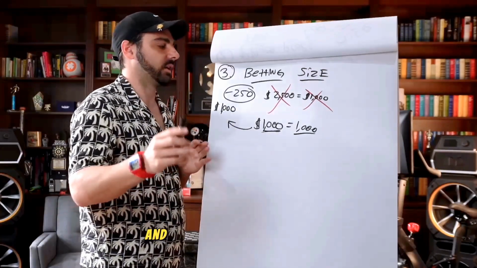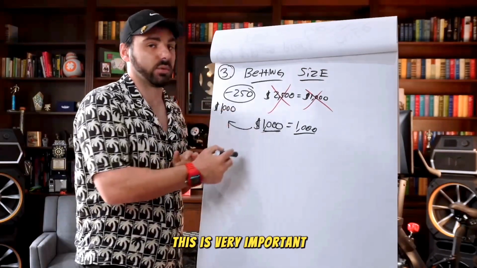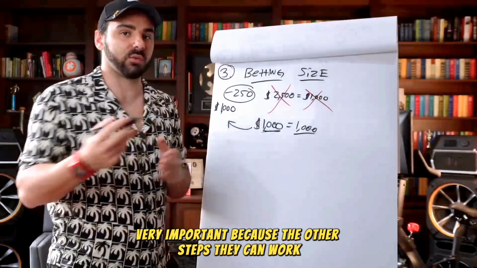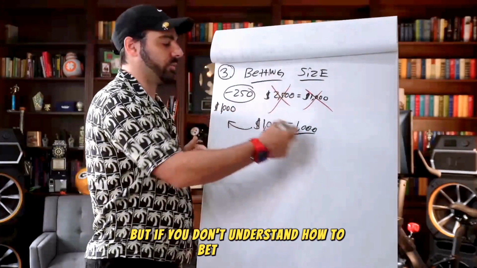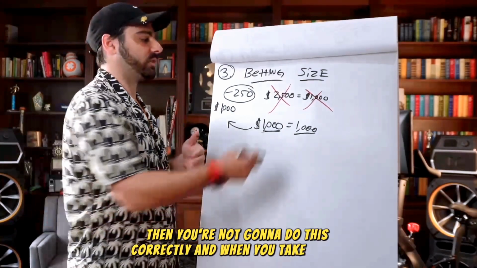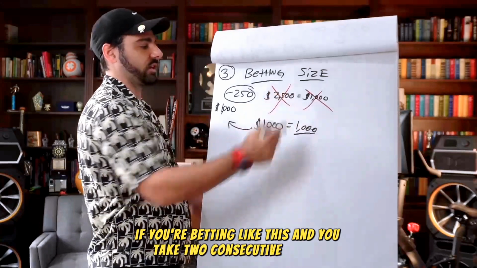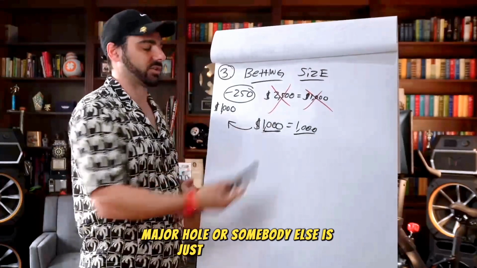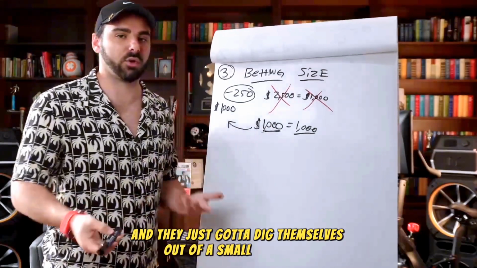All right, and back to what I was saying though, this is very important, because the other steps can work, but if you don't understand how to bet correctly, then you're not going to do this correctly. And when you take a loss, if you're betting like this and you take 2 consecutive losses, guess what? You put yourself in a major hole where somebody else is just down 2 units and they just got to dig themselves out of a small hole.